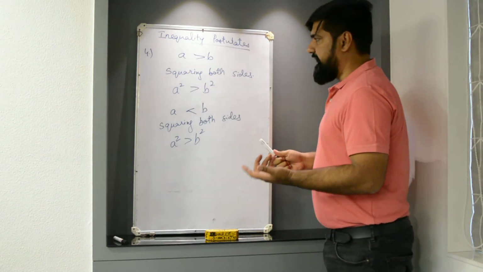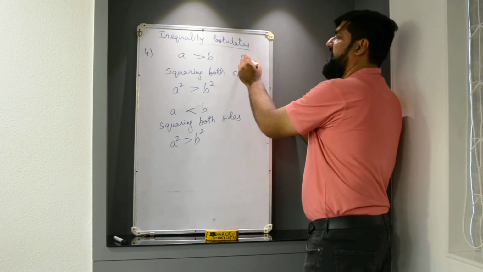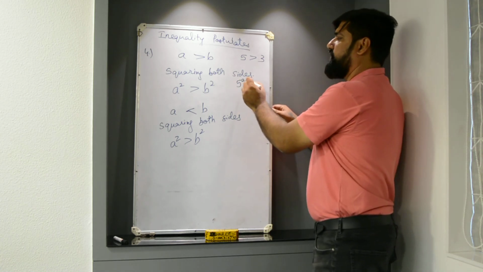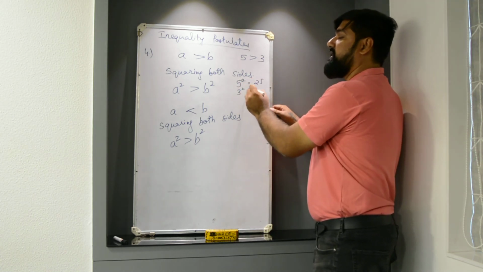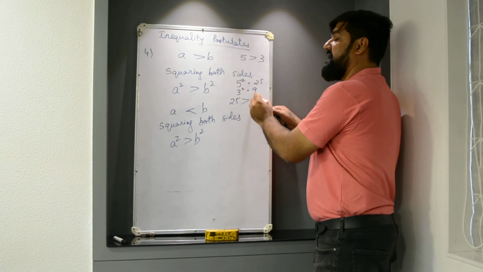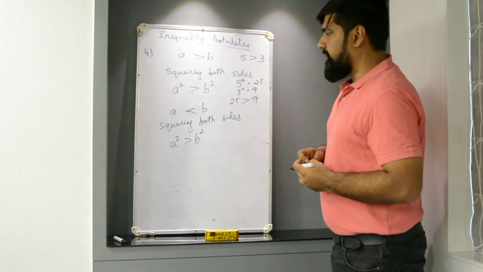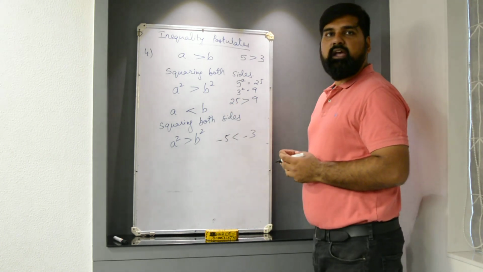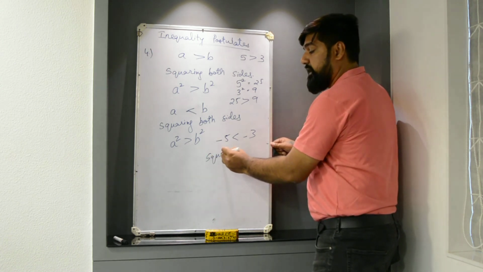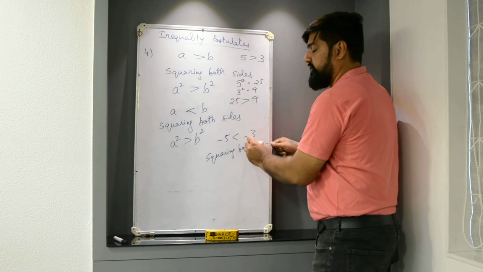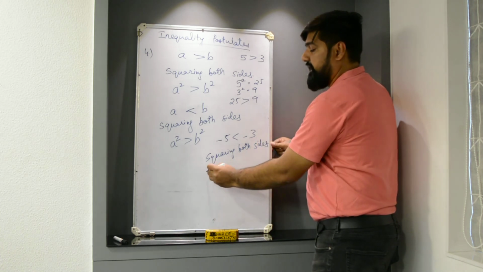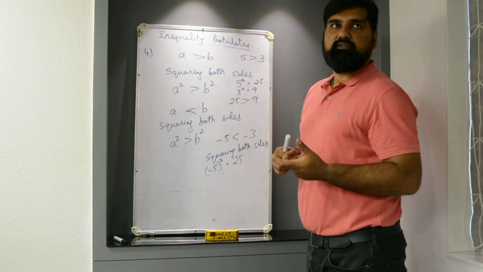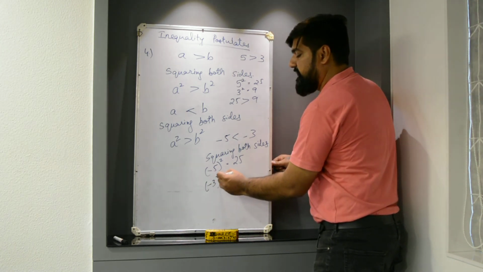Let us take an example. If we have 5 is greater than 3, yes or no my friends, then on squaring both these sides, 5 square is equal to 25 and 3 square is equal to 9. So 25 is greater than 9. Yes or no my friends? But suppose minus 5 is less than minus 3 and I square both these sides. Then minus 5 square will be 25 because a square is always positive, it is never negative, and minus 3 square will be equal to 9.